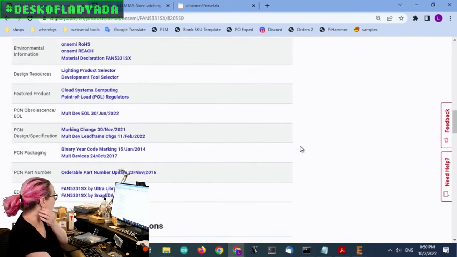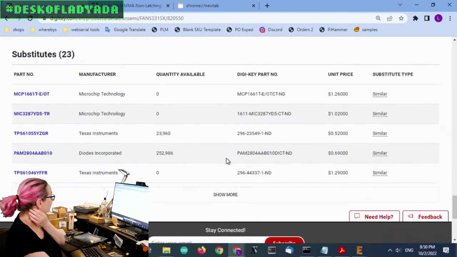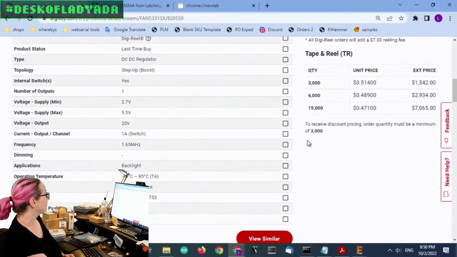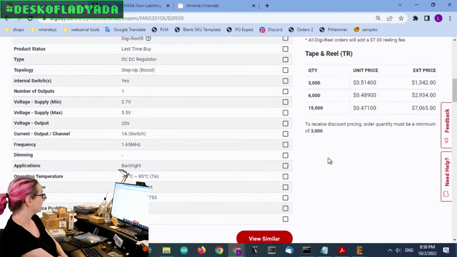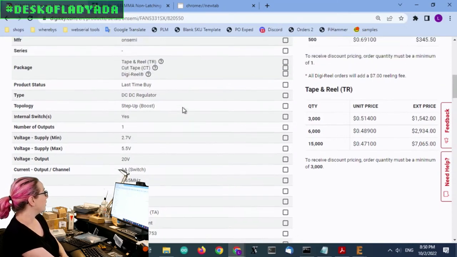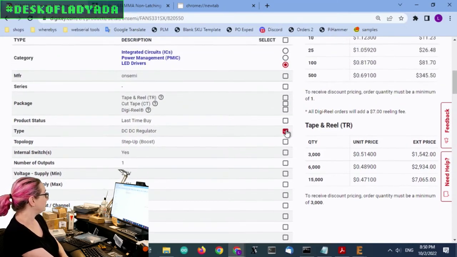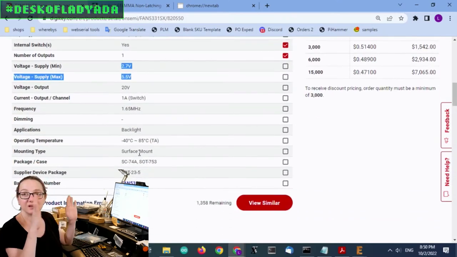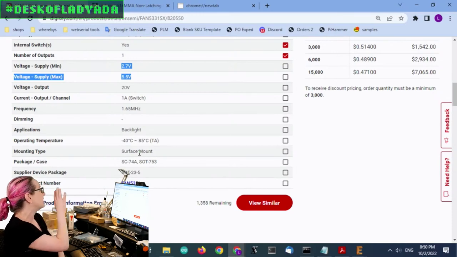So there are a couple alternatives suggested, and some of these might be okay, but let's use our patented searchability to find something similar. So we want a DC-DC regulator with internal switches and one output. I'm not as picky about the min and max input voltages, because again, it can be wider, it can be a little narrower. Basically, as long as it's 3 to 5 volts.